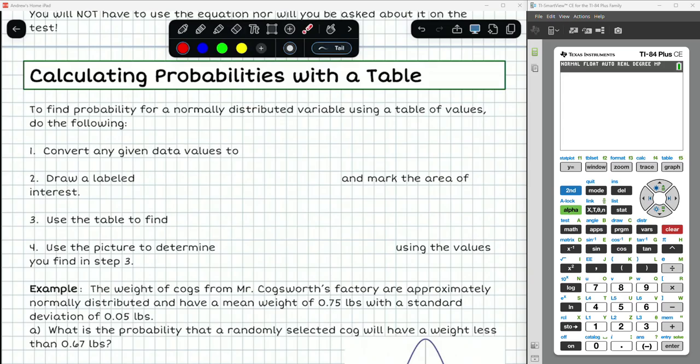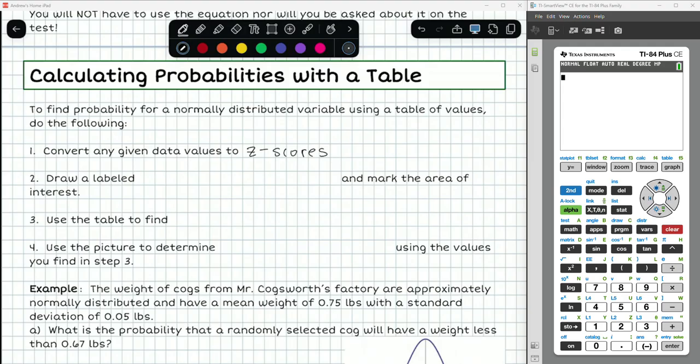And we're going to start with the old school method, which is how do we do it without a calculator? And the answer is we're going to use a probability table. In order to use the probability table for the normal curve, the first thing we have to do is convert any of the given data values to z-scores. And the reason we're doing this is we know that the table is based on the standard normal curve and not some random general normal curve.